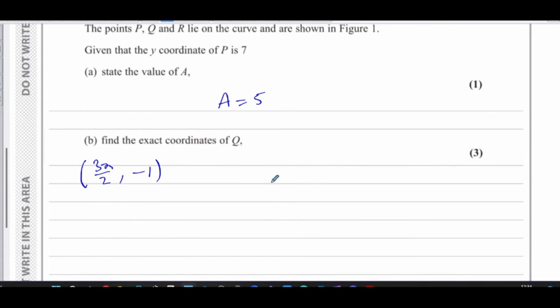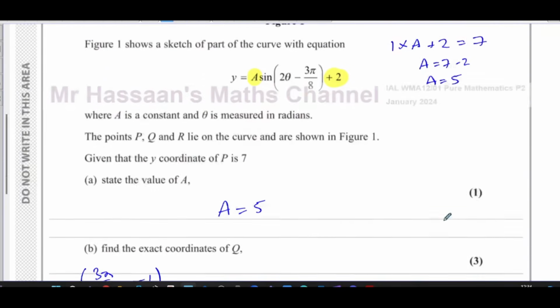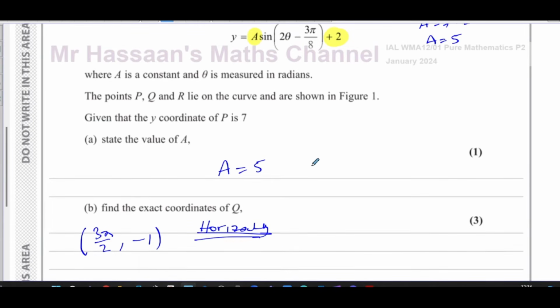So what's happened to Q horizontally? Let's look at the transformation horizontally. What's the transformation that's taken place? The first thing is inside the function. So it's like f of 2 theta minus 3 pi over 8. When you're going horizontally, you first start with the opposite of BIDMAS. So we're going to start with the minus 3 pi over 8.